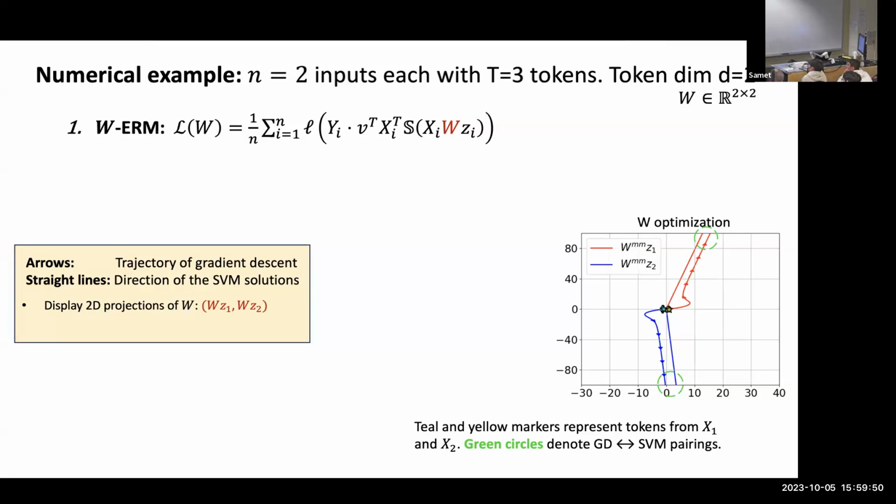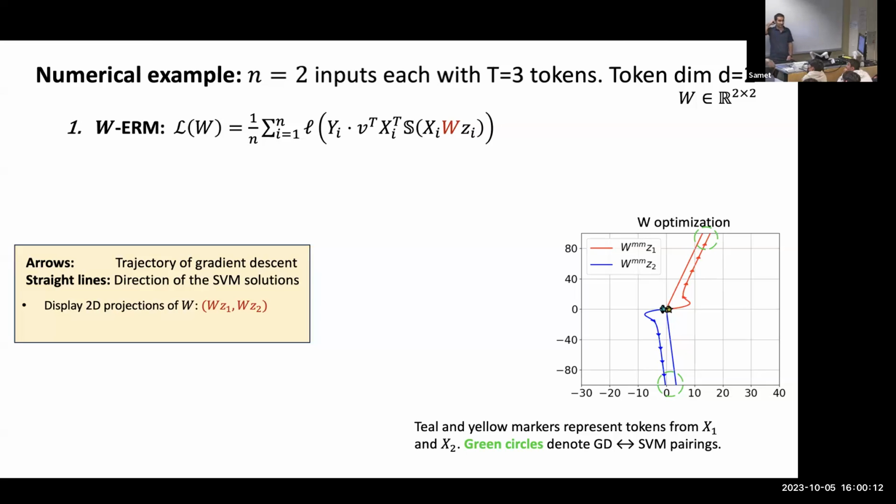So why are there 2 lines here? The reason I added 2 lines is the fact that W is 2 by 2, right? It is a 4-dimensional thing. So I cannot show you the W vector, but instead I'm essentially showing projections of W onto the Z1, Z2 tokens. So basically I'm showing you the query embeddings here.